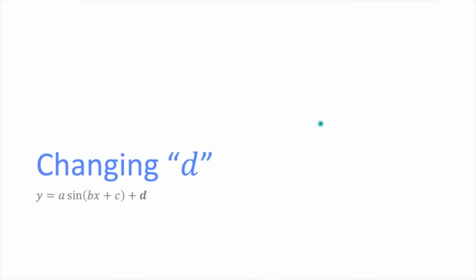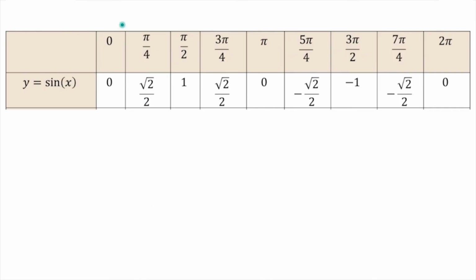We've seen what happens when we change the value of A, B, and C. It's time to see what happens when we change the value of D. Our original curve, sine x, has 0 for the value of D.